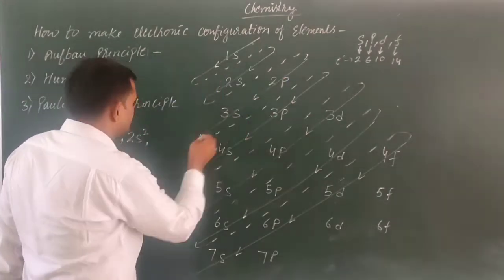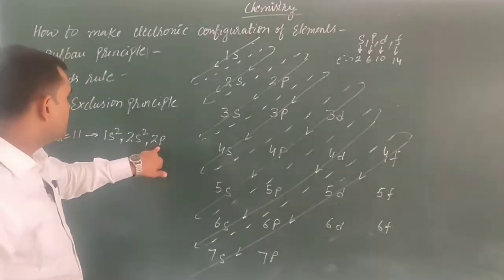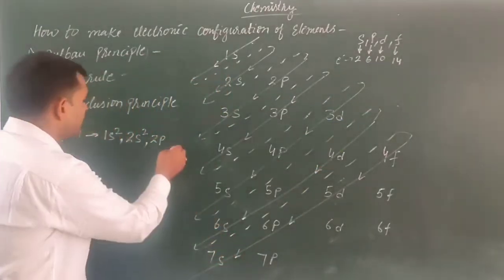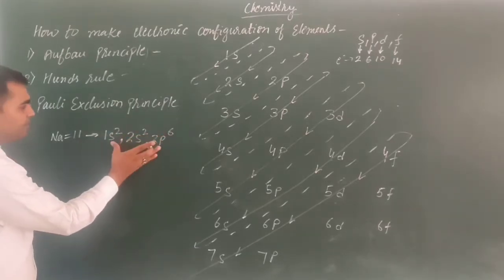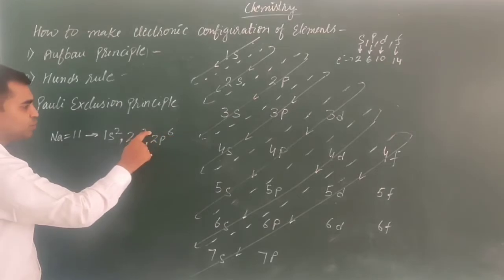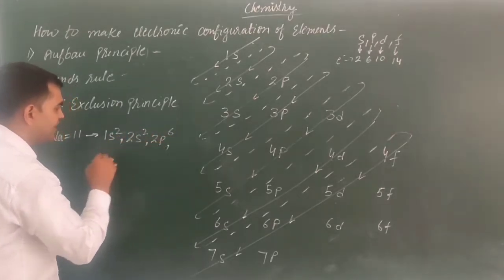After 2s we get 2p. And how many maximum number of electrons can occur in the p orbital? P subshell is 6. So we write here 6. Now you must see how many electrons are completed in our electronic configuration, and how many we required. So there are 6 plus 2, 8 plus 2, 10 electrons completed till now, and we required only 1.